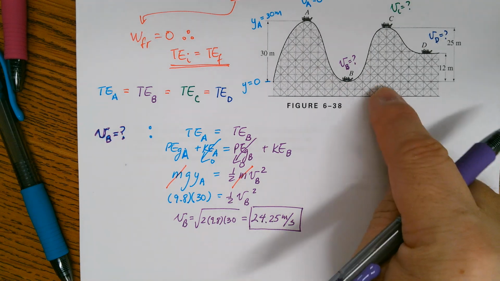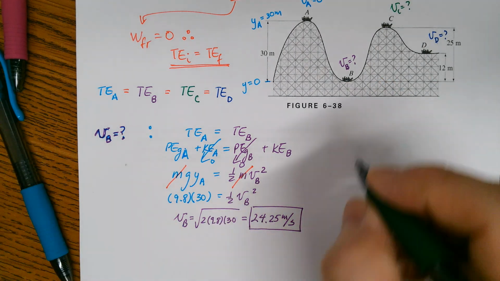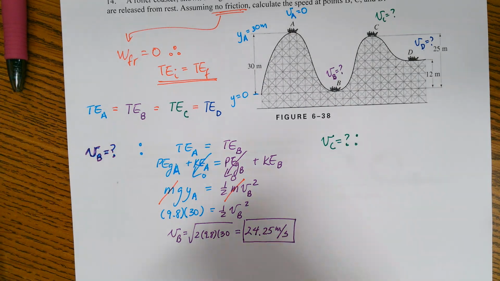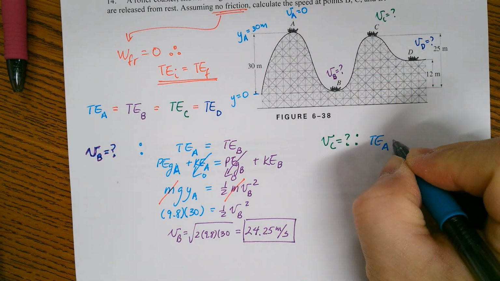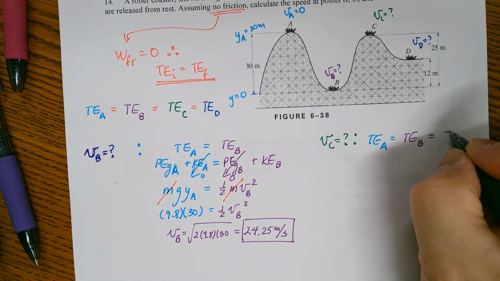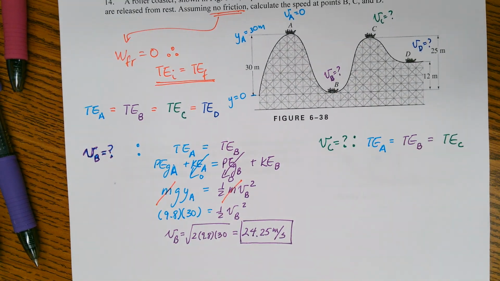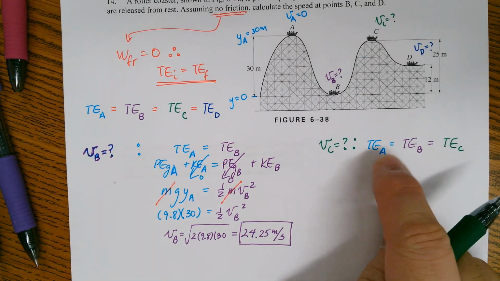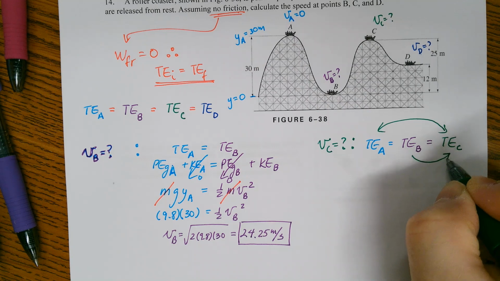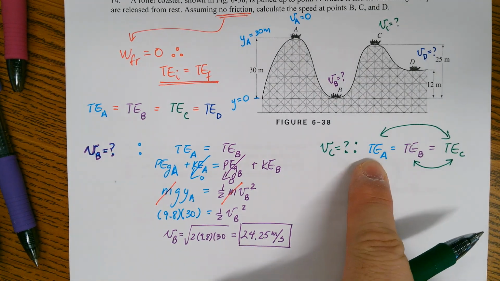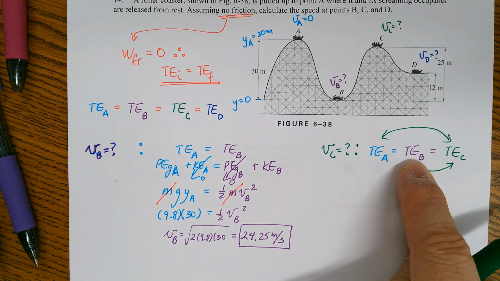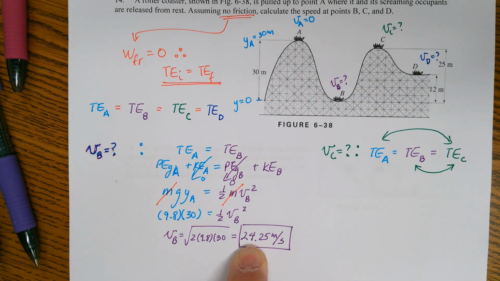Now, what about at C? Well, vC can be calculated many ways, because I can say my total energy at A must equal total energy at B, which is also equal to total energy at C. Since I know this, I can set these two equal to each other, or I can set these two equal to each other. It shouldn't matter. But here, I only have gravitational potential energy at a height of 30 meters. And here, I only have kinetic energy, 1/2 mv squared, where vB is 24.25.